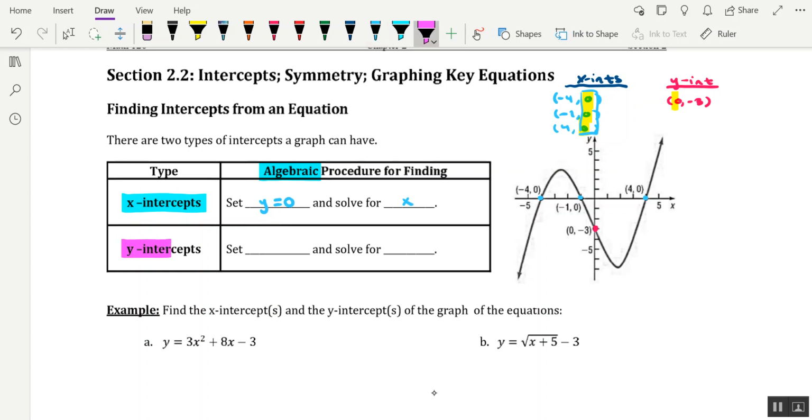To find any y-intercepts, we set x equal to 0 and solve for y. The reason why x is set equal to 0 is because all y-intercepts will have a common x-coordinate of 0. And that's the big idea.